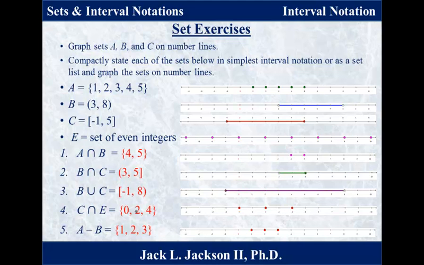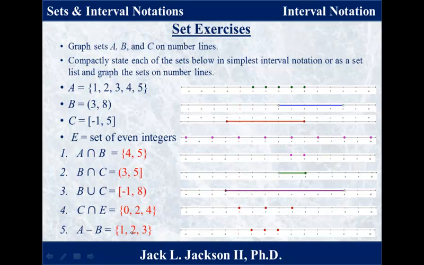C intersected with E, the even numbers that are in C. So C's this here, and we want the even numbers. Let's see. So we're looking at the pink and the red here where they overlap. So this one's an overlap, this one's an overlap, and this one. And that's 0, 2, and 4. And that's all we get is those 3 dots, 0, 2, and 4. I graphed them down here in red.